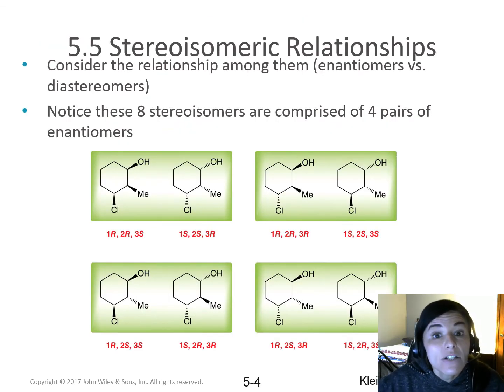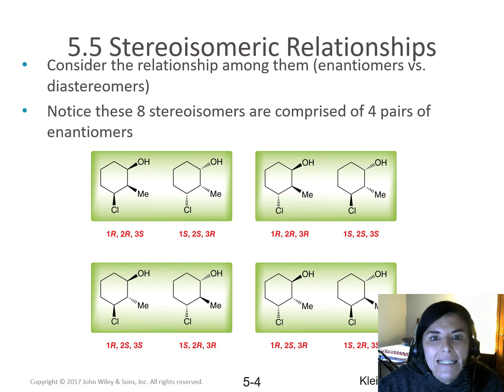Now let's consider the relationship between them. Enantiomers will have opposite configurations at every chiral center. We can see that the pair of molecules in green that are paired together are all enantiomers of each other, since each chiral center is opposite in the molecule of that pair.